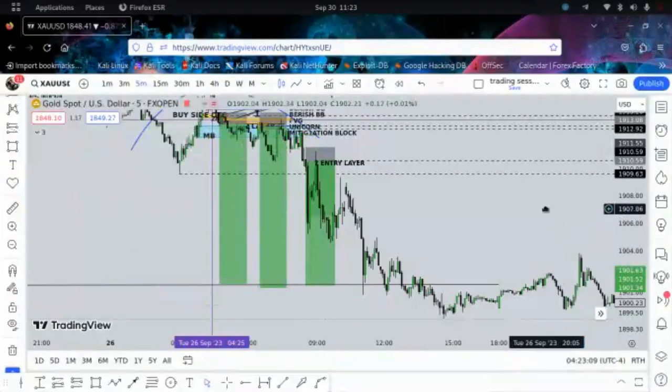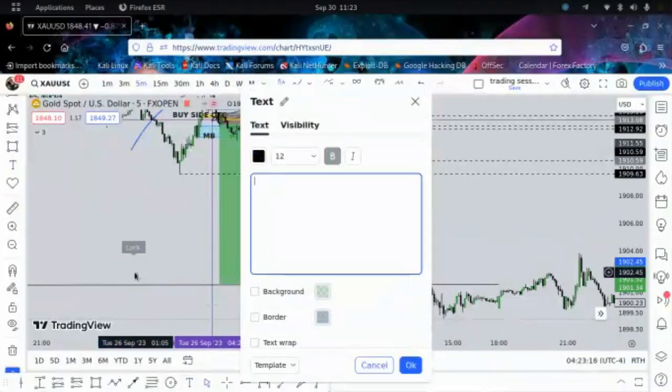Remember, we already know our draw on liquidity. This is our final TP. That one I just said, final TP. This is your final TP. This is your final first one.